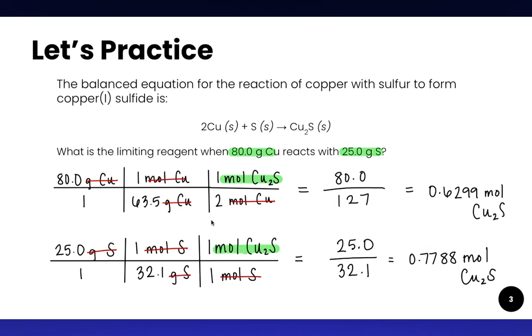Awesome. So when you look at those, you can use that to answer the question in the form of a sentence. You can say copper is the limiting reagent.